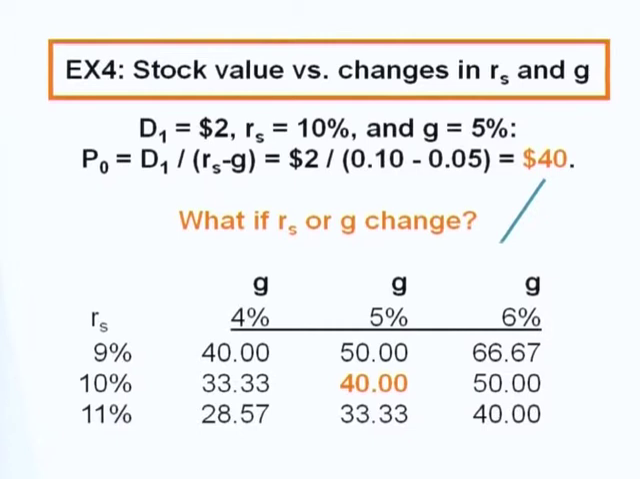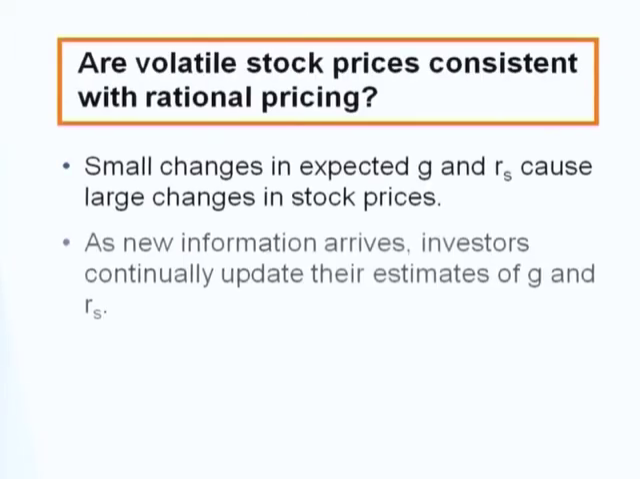Just like this one, right? This example, the base case scenario is G 5%, RS 10%. You get intrinsic value 40. But you see if G, the growth rate of dividend, increases to 6%, what happened? With the same RS, you get more intrinsic value. It goes to 50, right? At the same time, if you keep G constant at 5% and your required rate of return increases from 10% to 11%, intrinsic value will drop to 33.33. Okay, this is the example. So as an investor, you need to be careful about these variables, right? Because these variables can change all the time and will impact your intrinsic value.